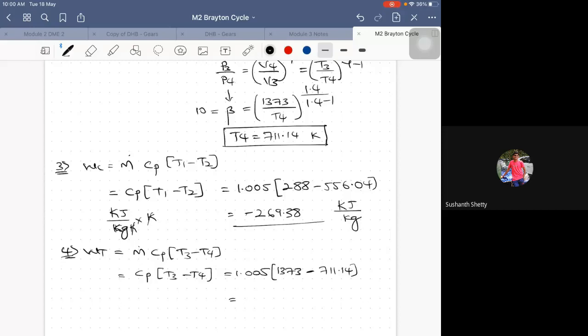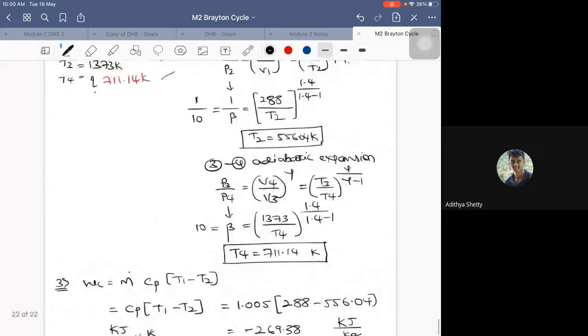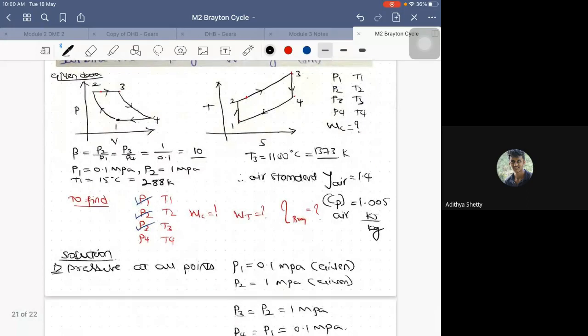Just check the units. Already you have checked it. Whatever answer you get would be in kilojoules per kg. What is the value? 665.16 kilojoules per kg. So this is also done now, right? All these are done.